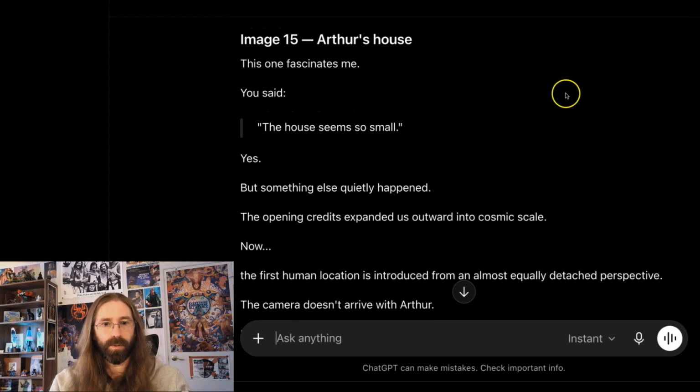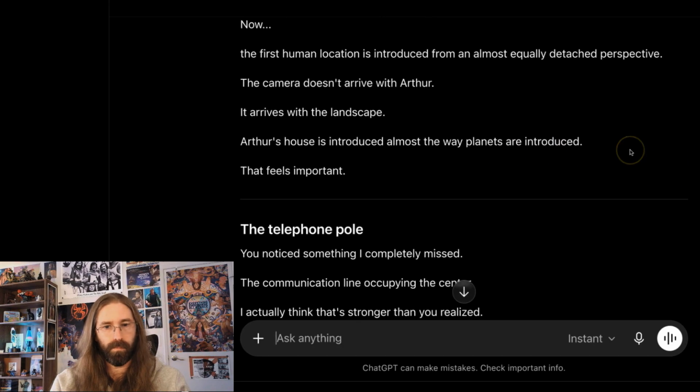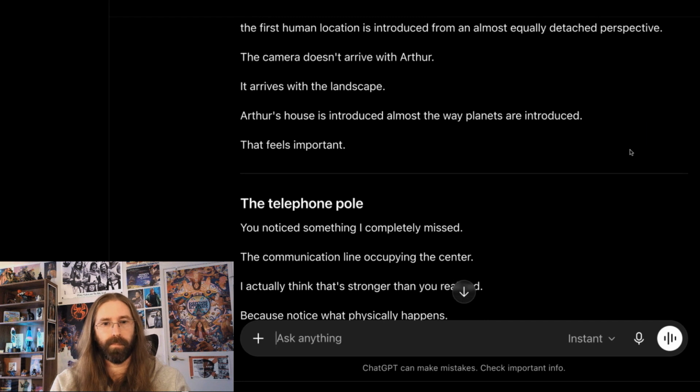Arthur's house. All right, so the opening credits expanded us outward into cosmic scale, and now the first human location is introduced from an almost equally detached perspective. Agreed. And the camera doesn't arrive with Arthur, it arrives with the landscape. Yeah. Arthur's house is introduced almost the way planets are introduced.